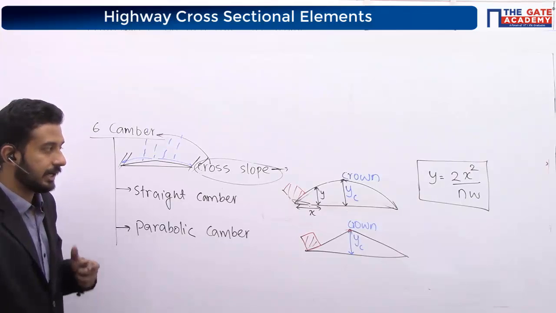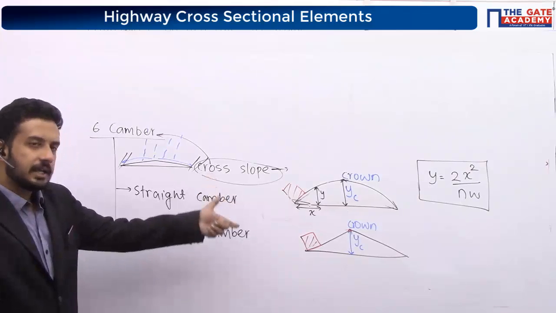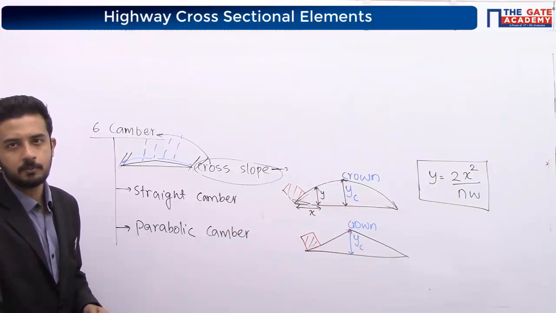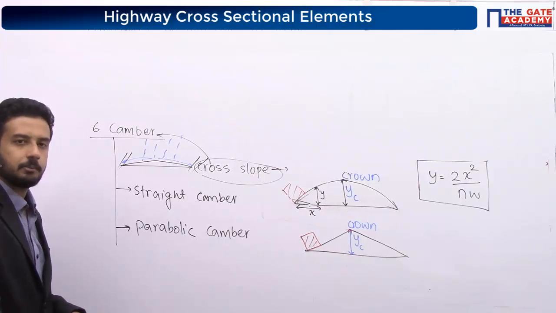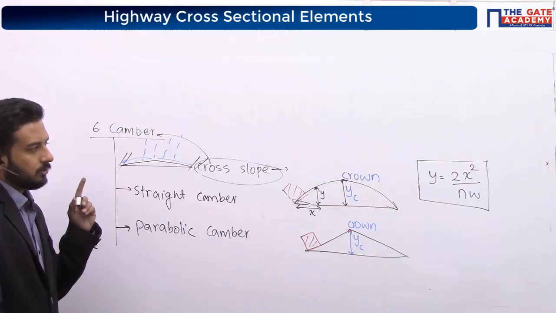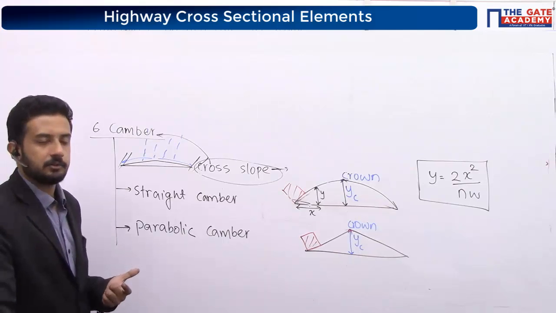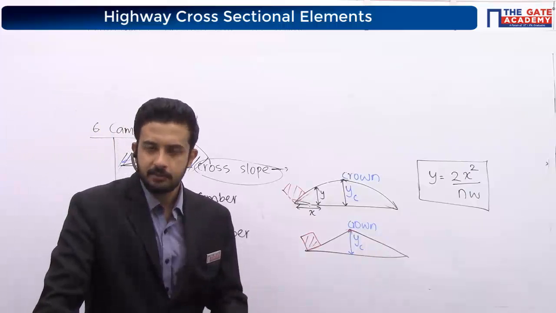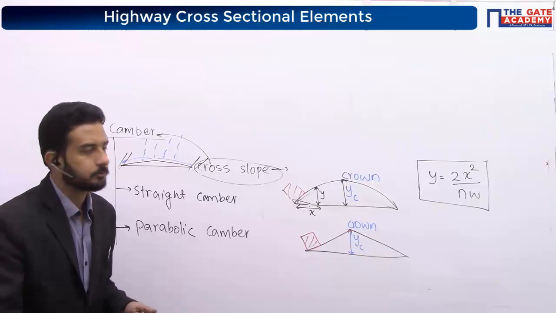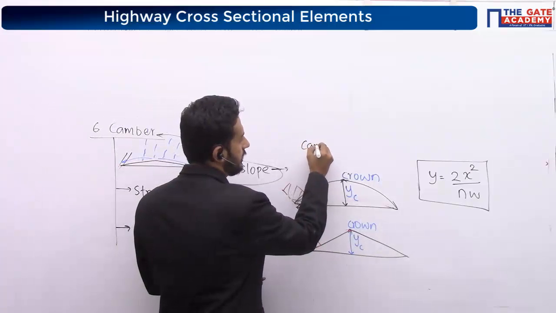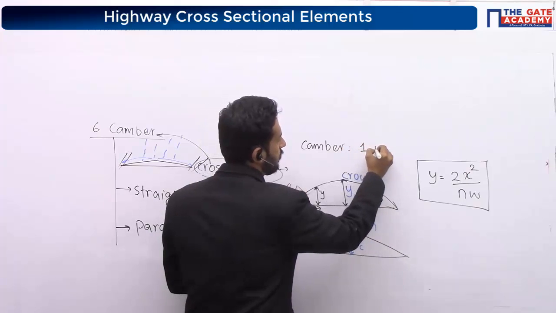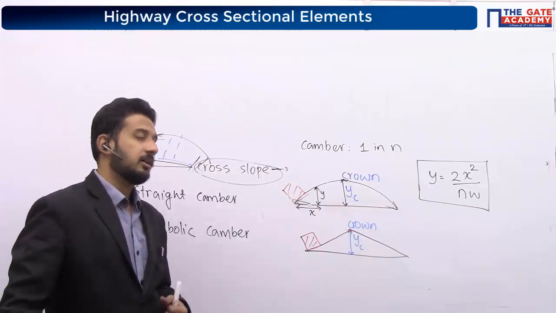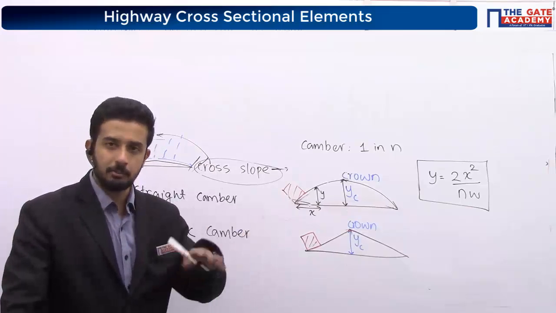What is that 2x square by nw? At any horizontal distance x, what is the corresponding y value? Okay, very good. 2x square divided by nw. So, what is w? Nothing but our width of the road. This complete width. For a single lane 3.75, two lanes 7 meters, like that. What is n? N is nothing but the camber value is 1 in n. I told you I can represent it as 1 in 100, 1 by 100, like that.